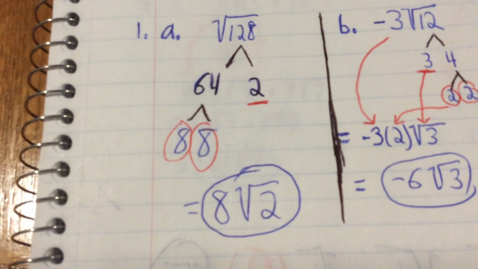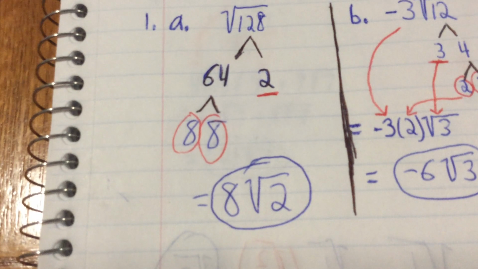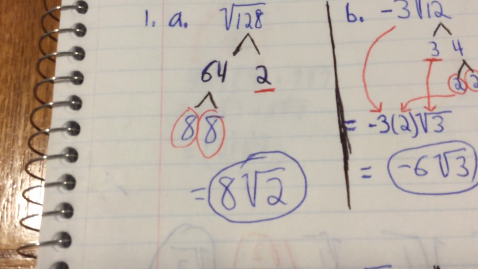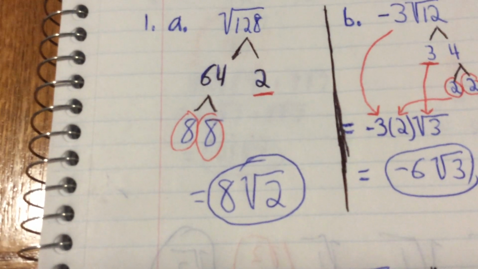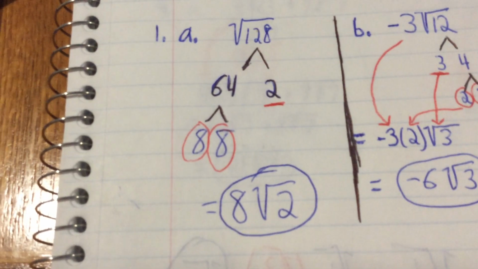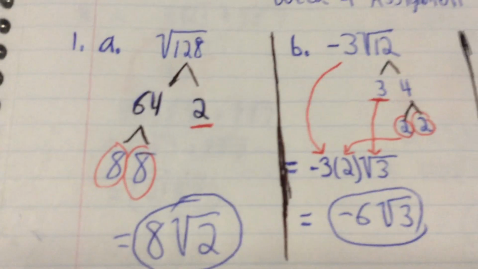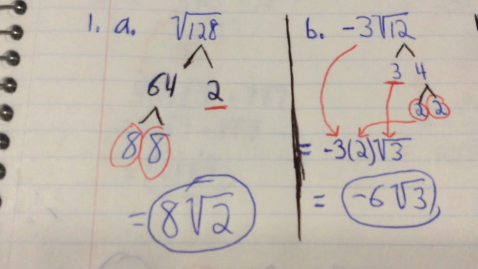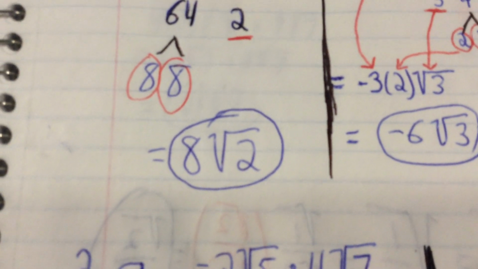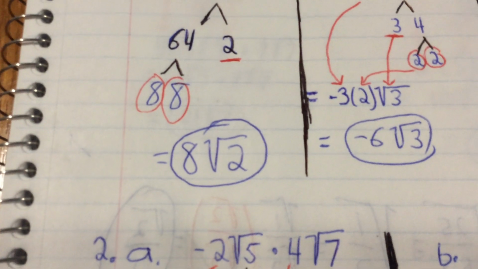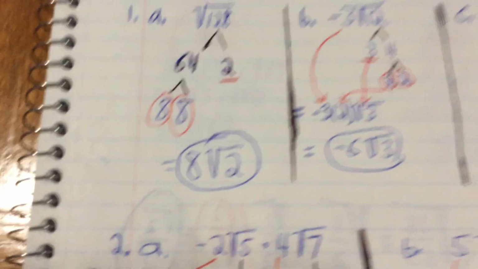64. There's plenty of ways you could factor that, but if you remember that a number is a perfect square like 64, go right to that. So I separated 64 into 8 and 8. So we have a pair of 8s. One 8 comes out. We have a 2 by itself. No other 2 in sight. That's going to stay home. So we got 8 root 2, or 8 radical 2, for the answer.